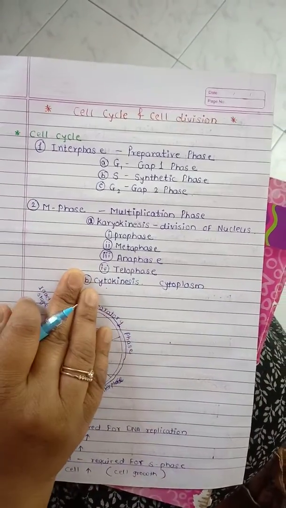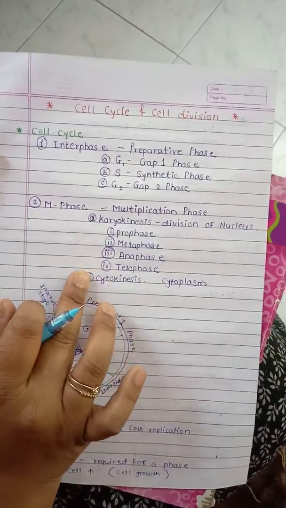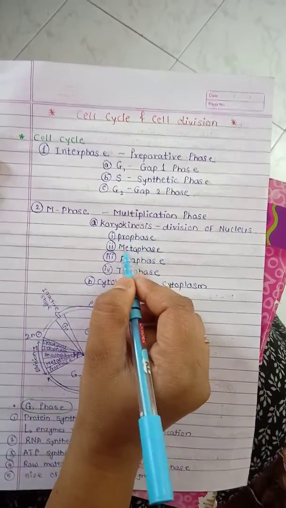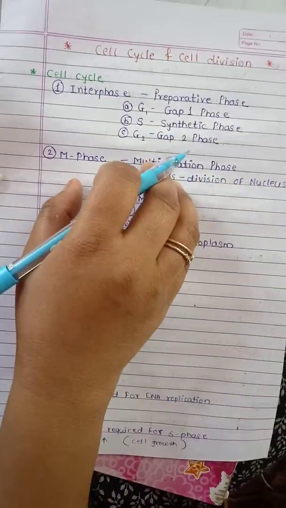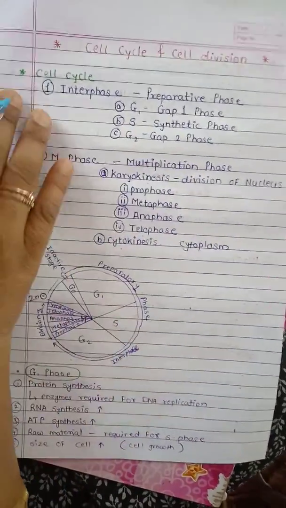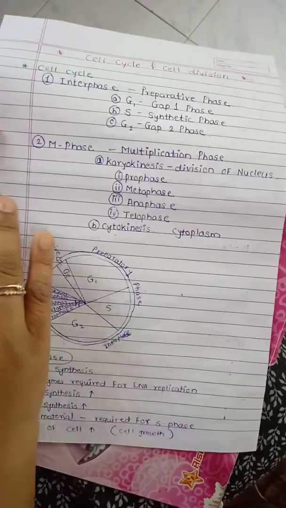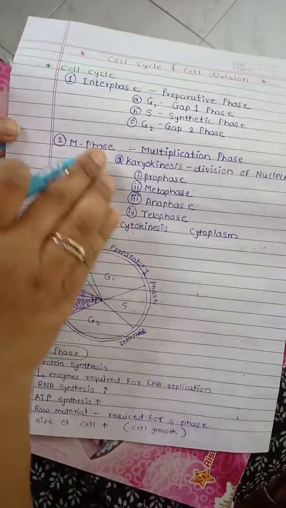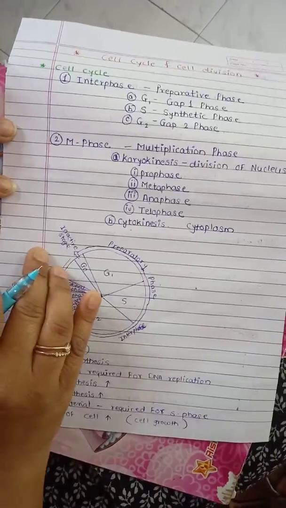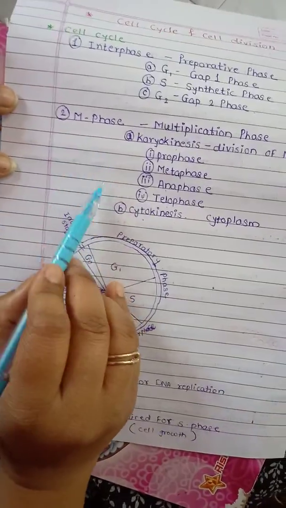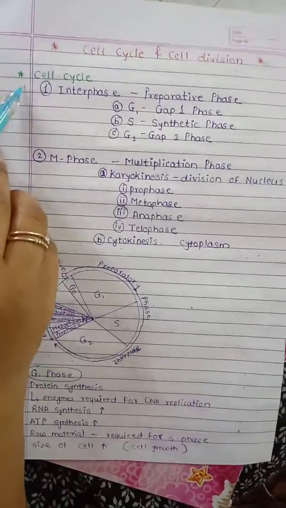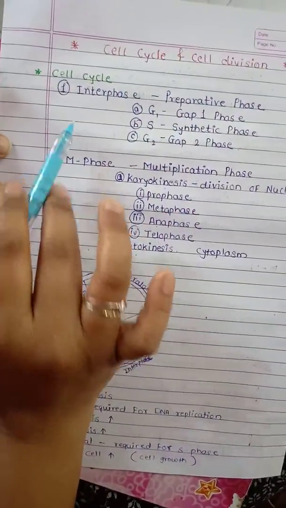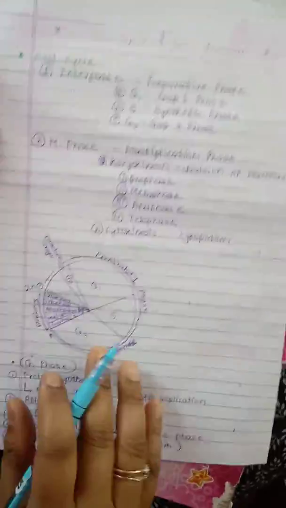In karyokinesis there are four stages: prophase, metaphase, anaphase and telophase. These are the actual multiplication stages of the cell cycle. Whether it is mitosis or meiosis, these four stages are mentioned, and by these four stages the cells are divided. Interphase is a preparative phase for cell division, and after that it goes to M phase.